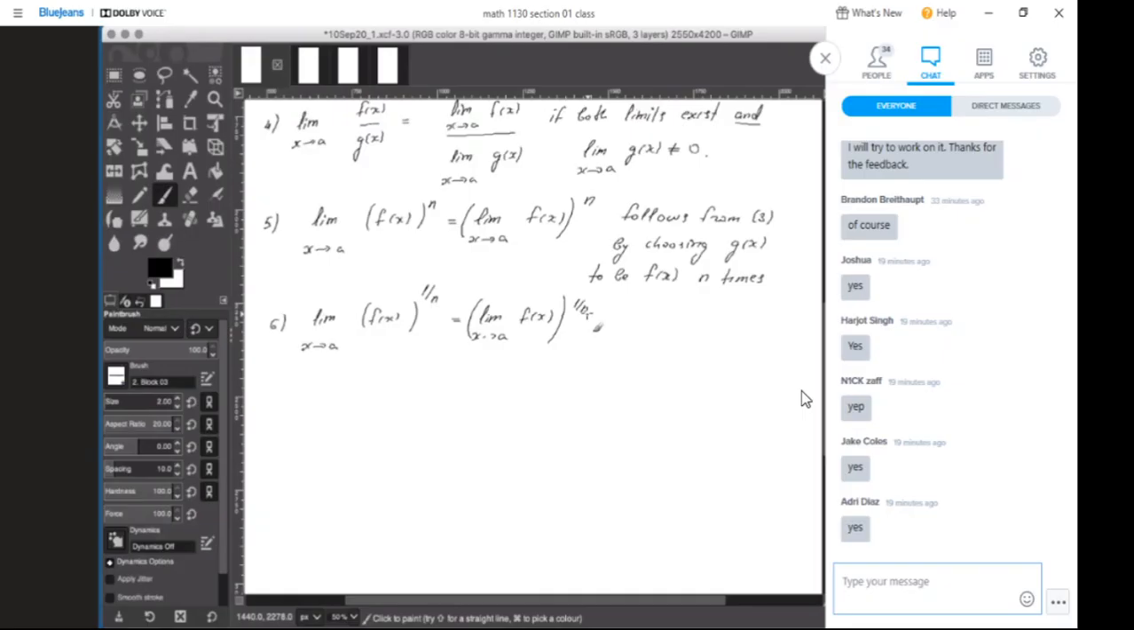So we need several things for this to hold. Not only must the limit exist like before, we need to have that f of x is actually positive near x equal a, and we need n to be even.